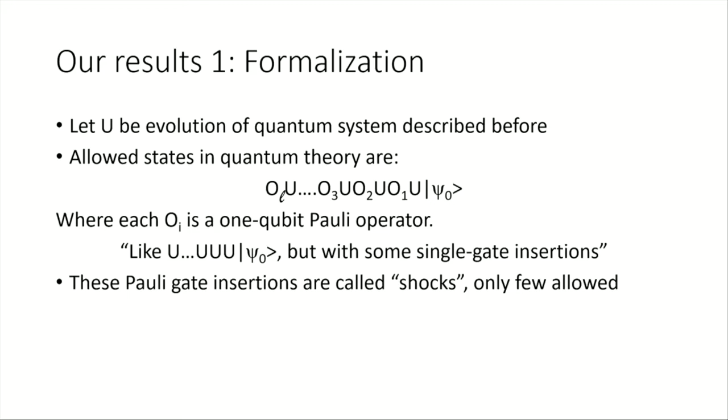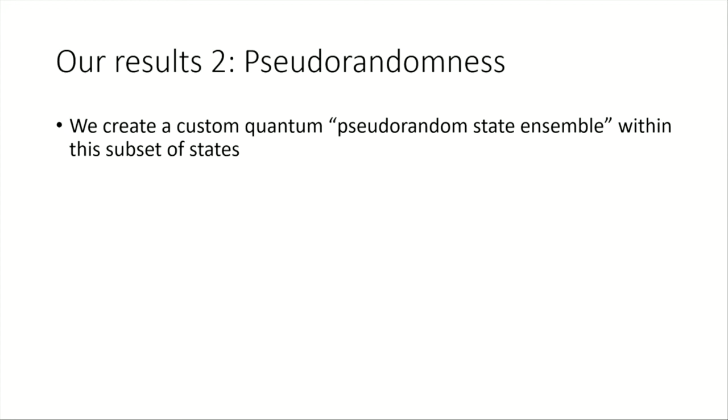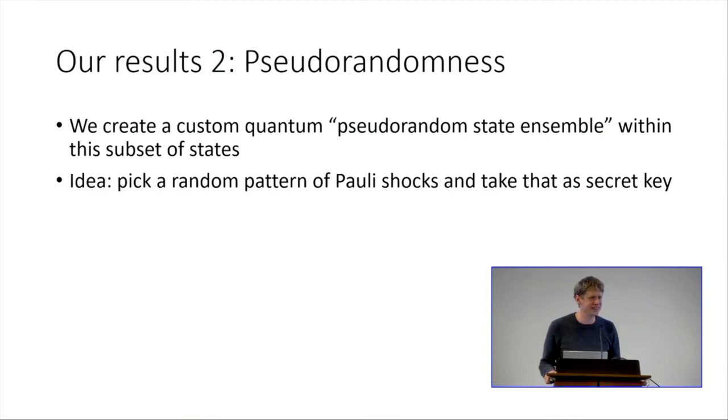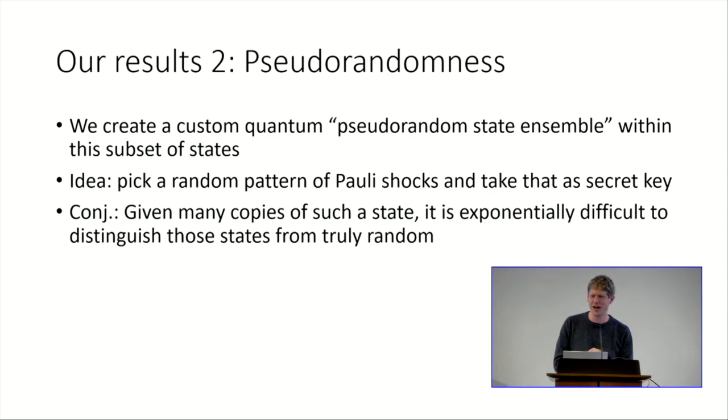So our second result, as you might guess, is that we instantiate a pseudo-random state ensemble within this very small subset of states. The basic idea is to pick a random pattern of these operator insertions and take that as your secret key. And we give evidence for the conjecture that if you had many copies of the state, it would be very difficult to distinguish that state from truly random. And that immediately implies it's very difficult to estimate the complexity of these states.